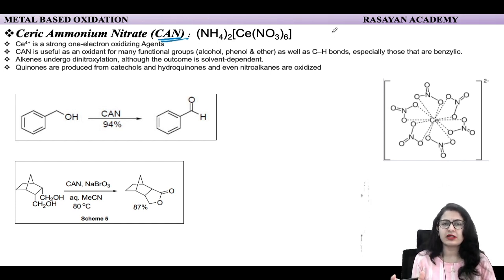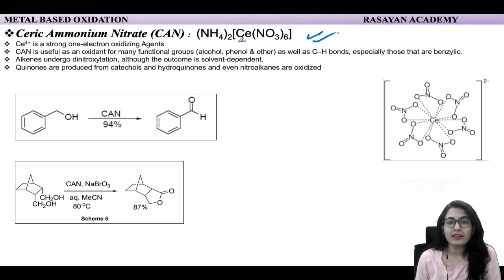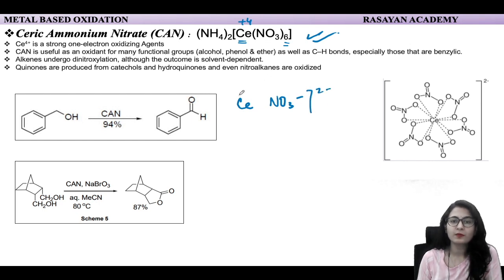It has similar uses just like DDQ and stuff. We will also talk about DDQ, but in the non-metal oxidizing agents. Right? So cerium is present in +4 oxidation state. Let's find out how. Because the nitrate NO3 minus, there are 6 of the nitrates present, right? And if the cerium is coordinating to 6 nitrate, there is 2 minus charge remaining, which means that the cerium is only +4. That's why it is having a residual charge of 2 minus.